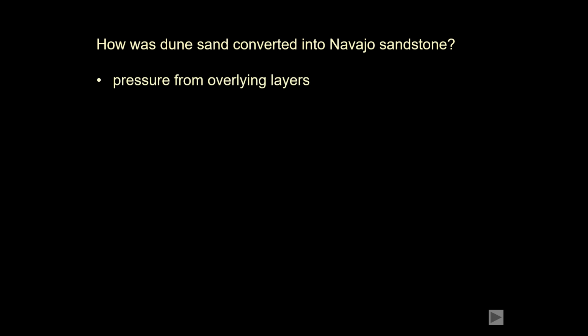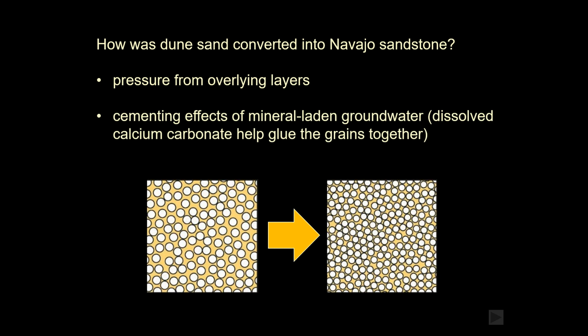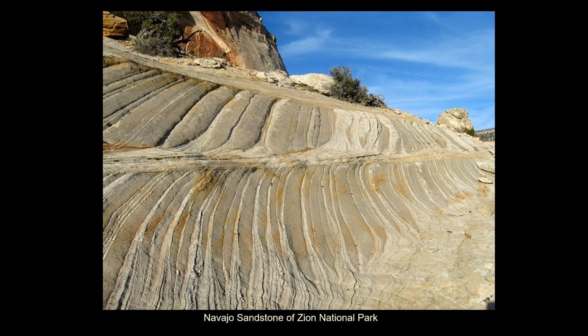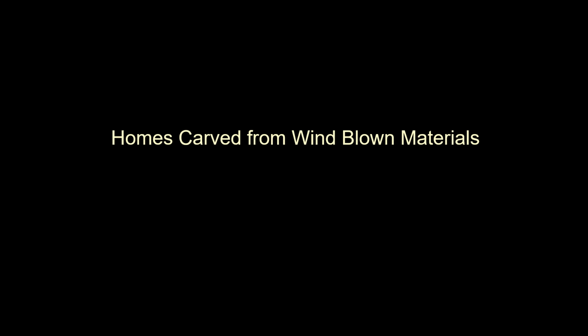How does that happen? Well, there's some pressure from overlying layers as it's laid down. And we can say that there's a cementing effect of mineral-laden groundwater that has some dissolved calcium carbonate in it, which helps to glue those sand grains together. And there it is, Navajo sandstone of Zion National Park in Utah. So again, an ancient dune area.